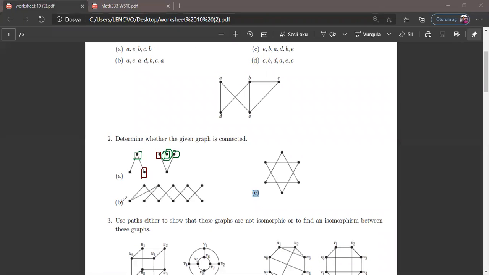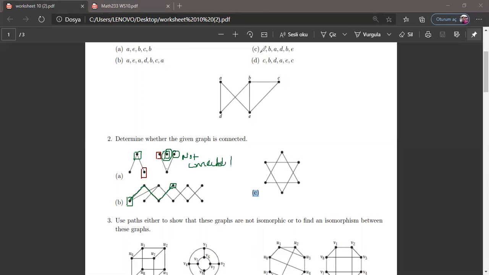So it's not connected. What about B? It is connected because if you pick any two vertices, for example, this and this, you can find a path between them. For example, this is a path which connects these two vertices that I chose.